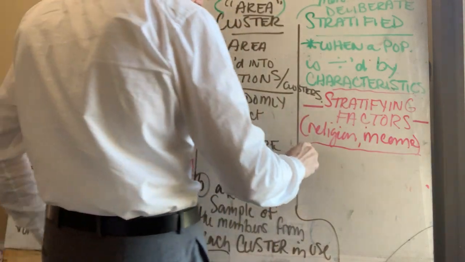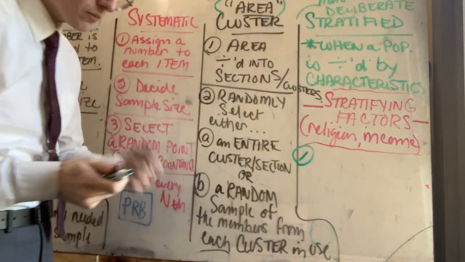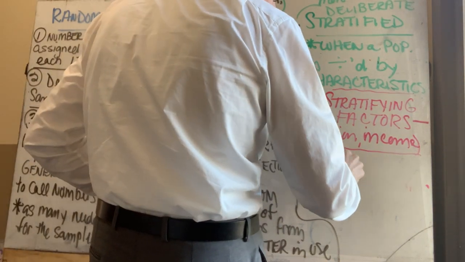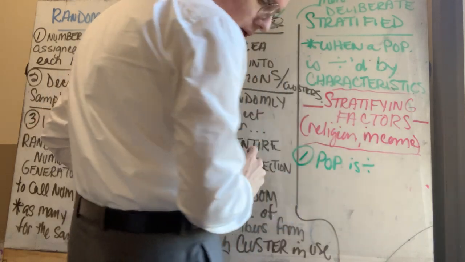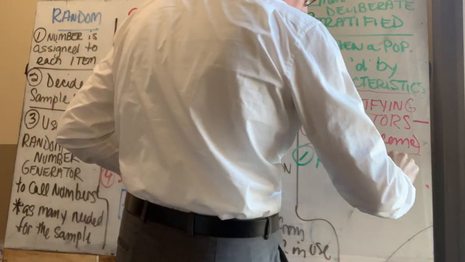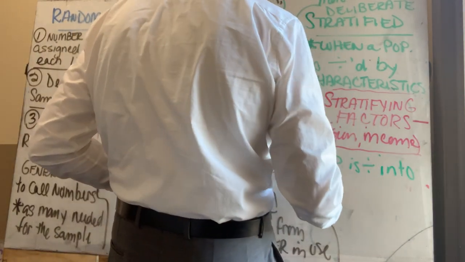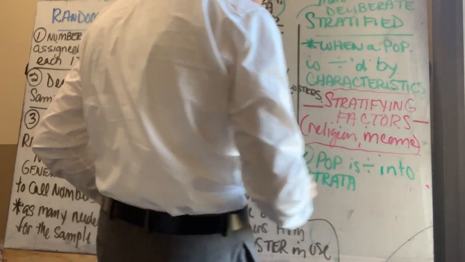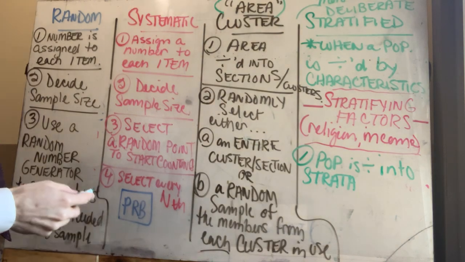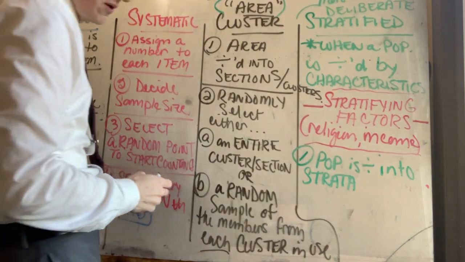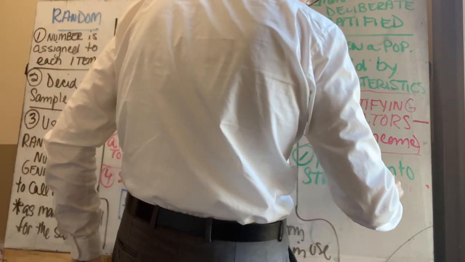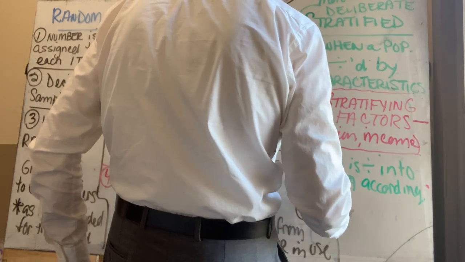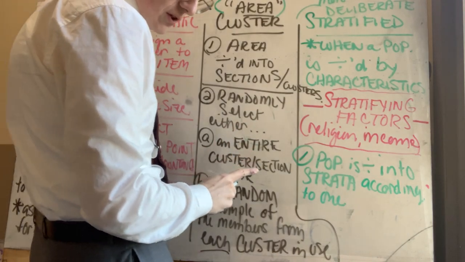How to do it? Well, number one, a population is divided by strata. Think of like rock formations, layers, if you will, according to one common characteristic.